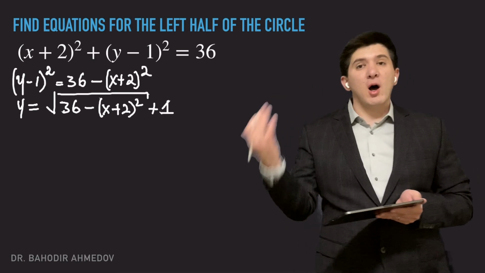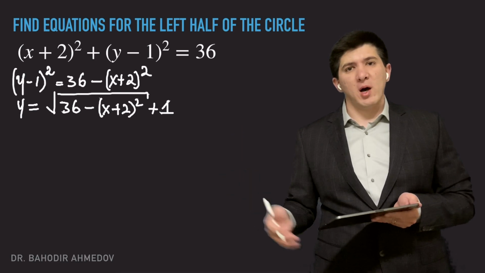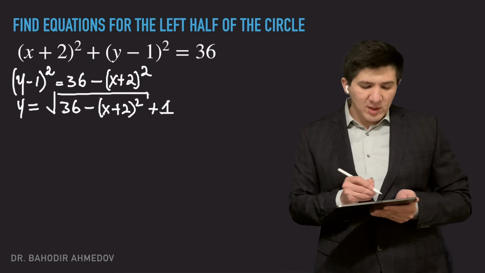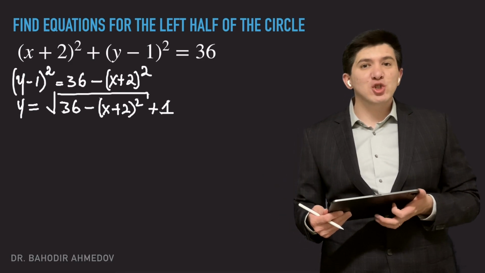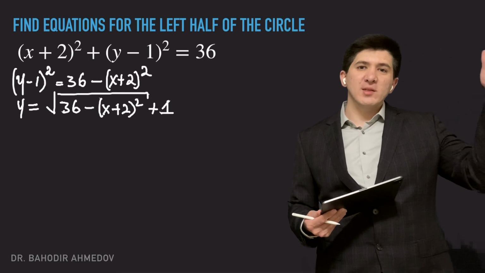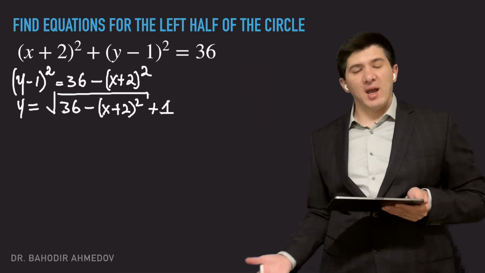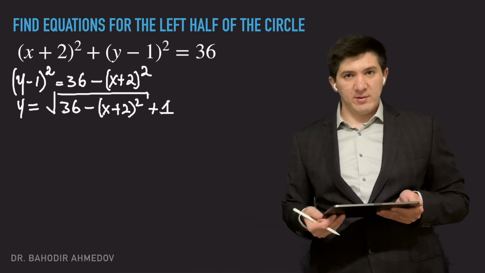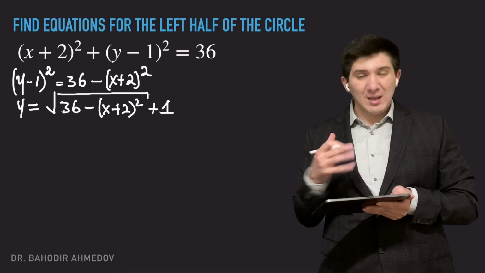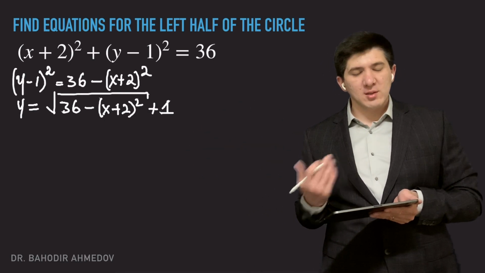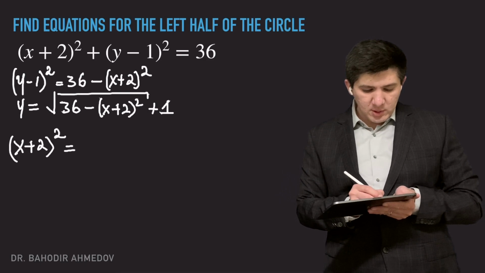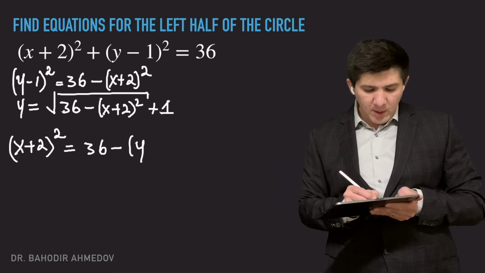So upper half means that y is always positive. You need to think about what is always positive or negative. Whenever we're given the task to find the left half, it means that x should be always negative, right? So on the left-hand side circle, y can be positive or negative, but x should be always negative. So essentially I need to find x from the equation of a circle. In order to do this, I'm going to put the y terms to the right-hand side part. It's going to be x plus 2 squared is equal to 36 minus y minus 1 squared.